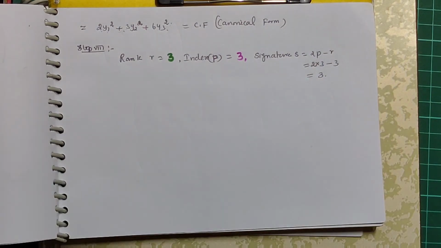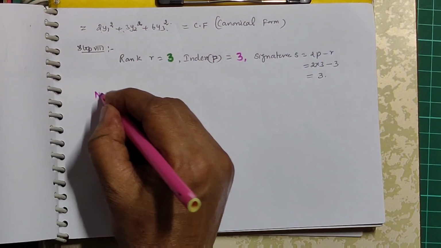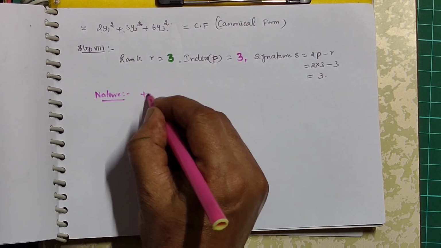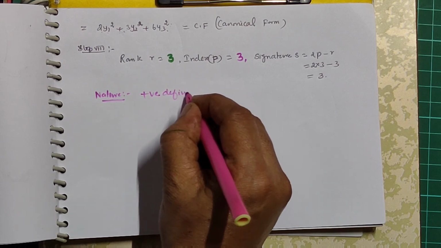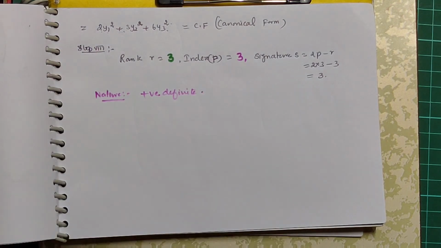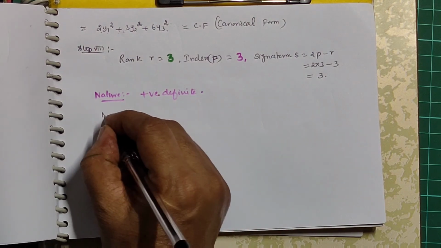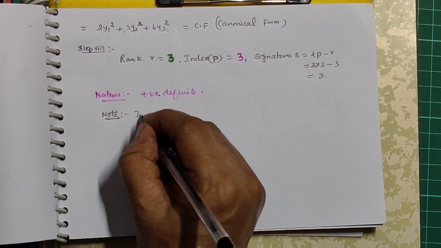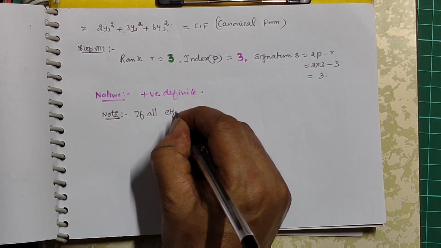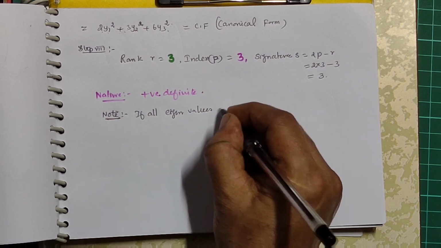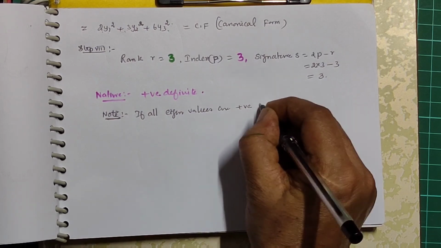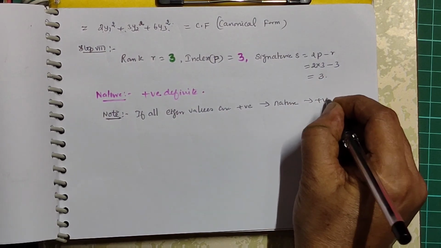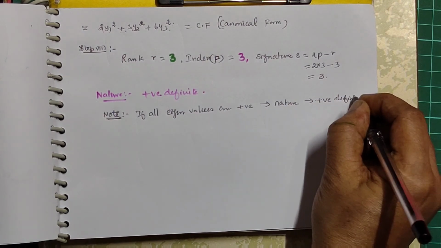Now finally we have come to the nature of the quadratic form. For this particular problem, the nature is positive definite. To know more about this nature, I'm giving you a note. Please make a note and keep it in your mind. If all eigenvalues are positive, then the nature is positive definite.